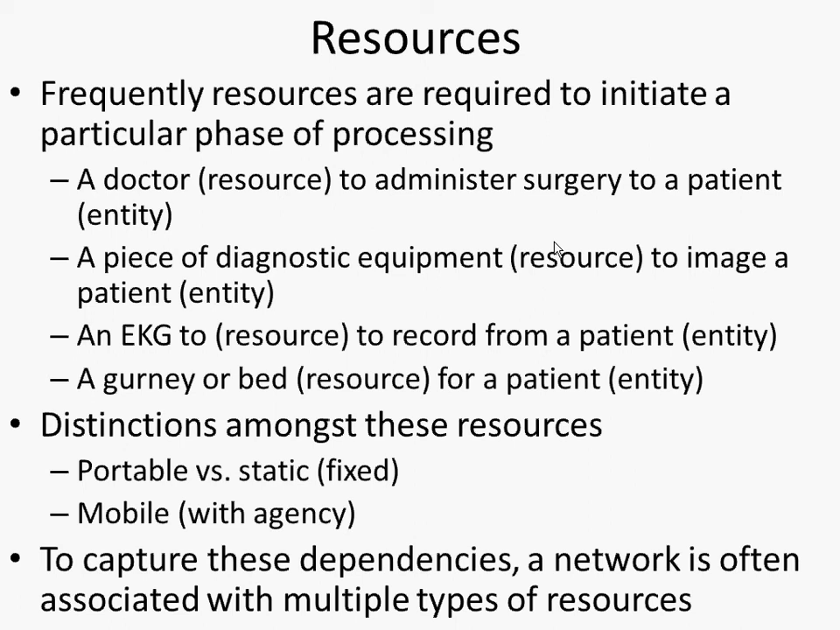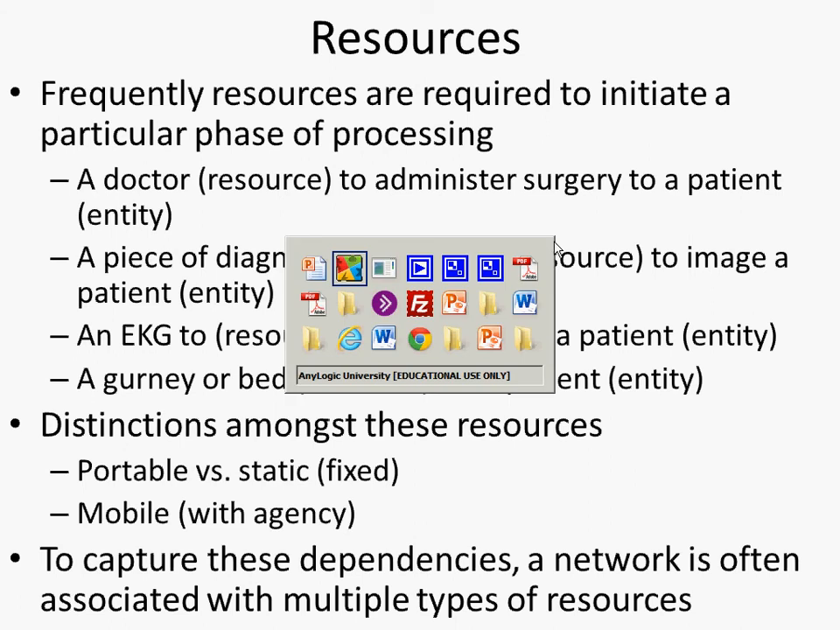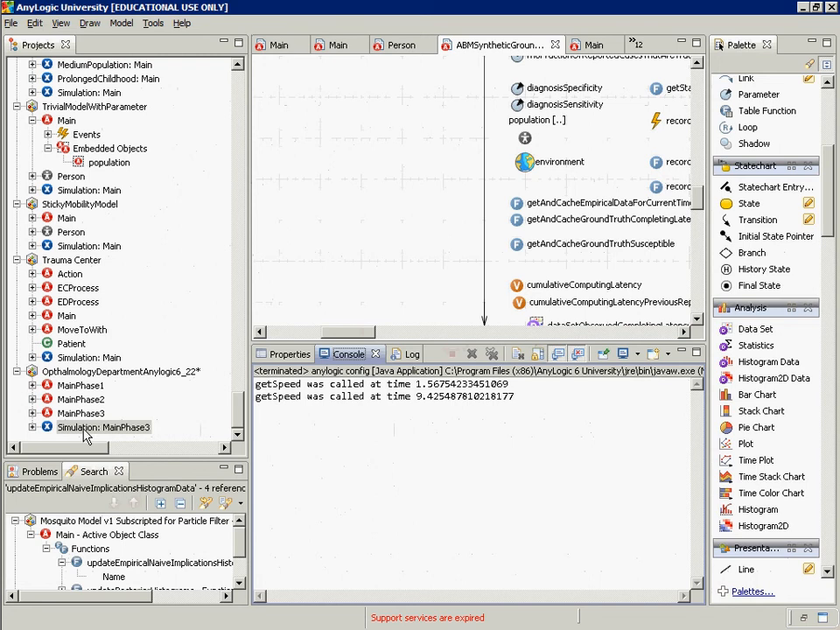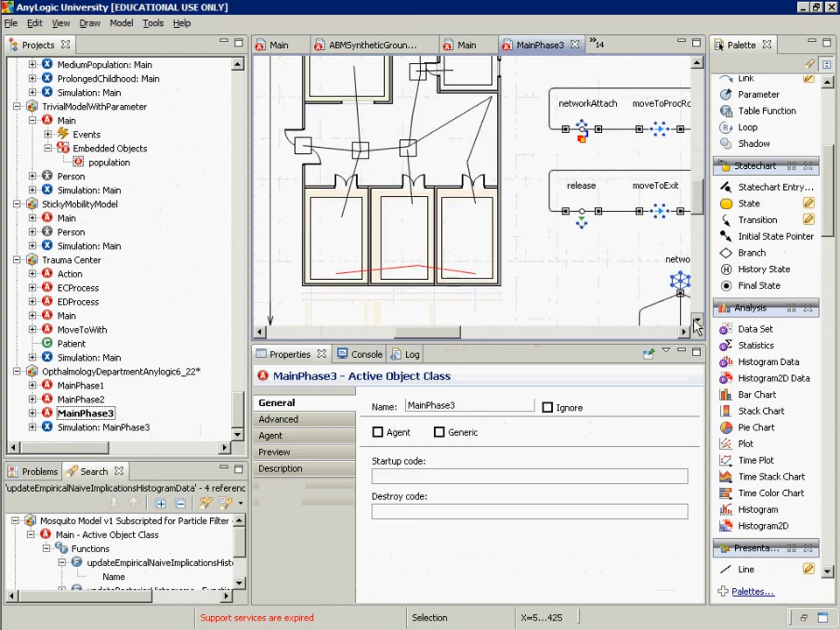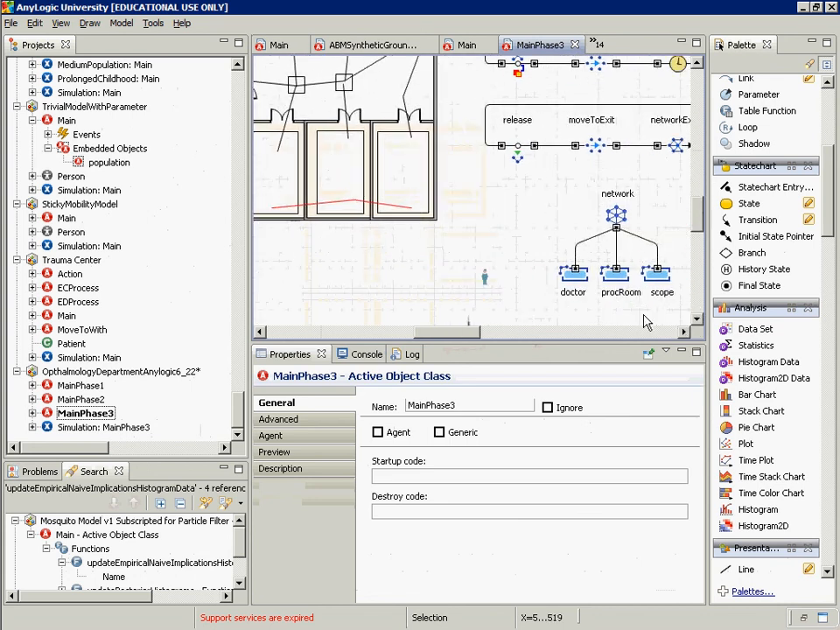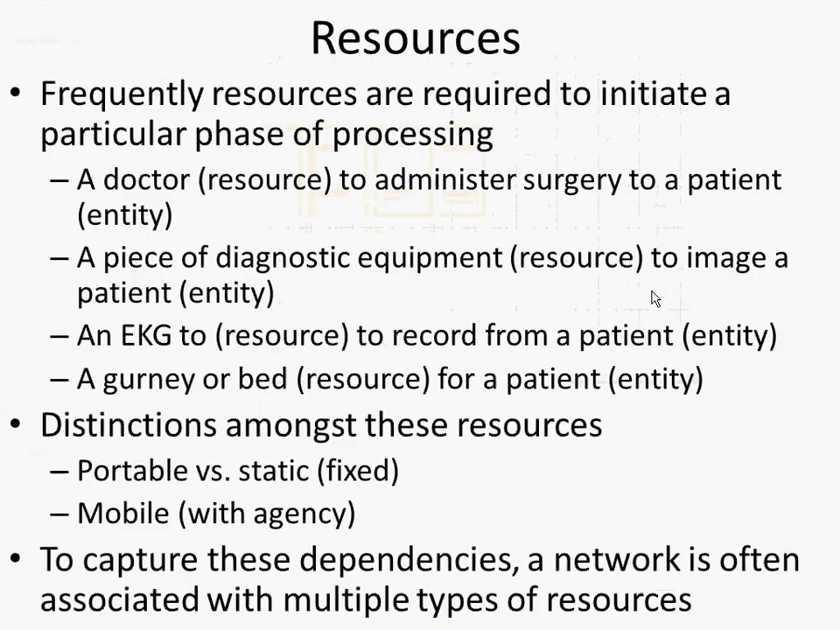And we noted that networks are often associated with multiple resources. So we saw that, for example, within our model here, down at the bottom, there was this declaration of a network as having this set of resources. So those are mobile, doctors. Some of them are fixed, some are portable. Does that make sense? Yeah.